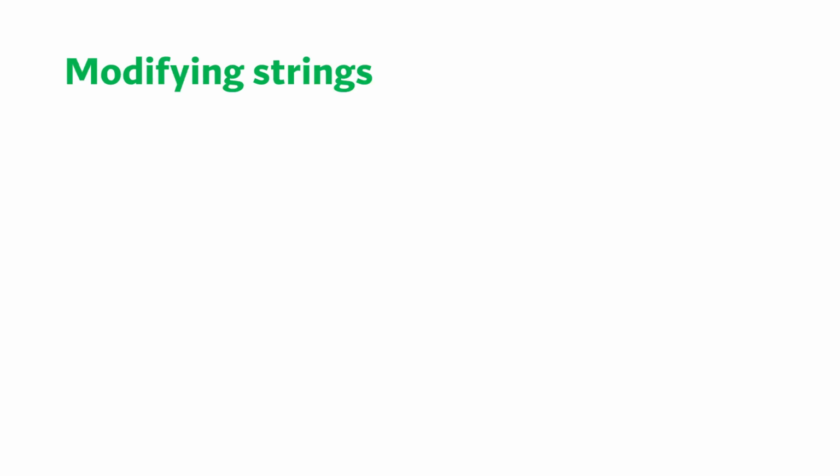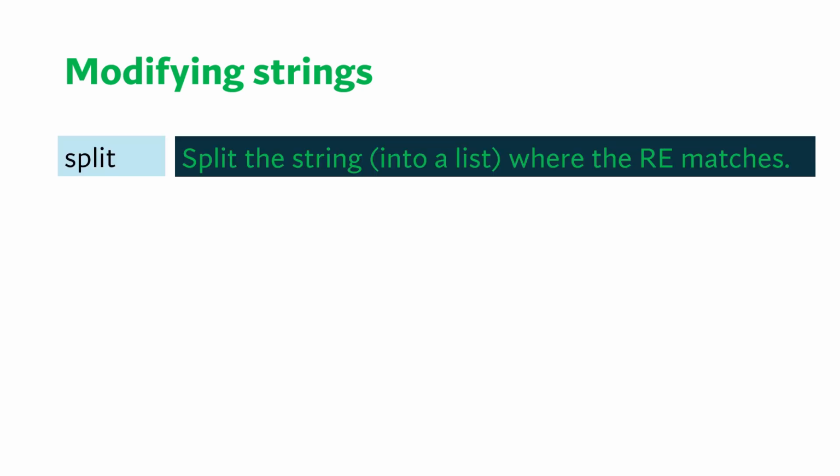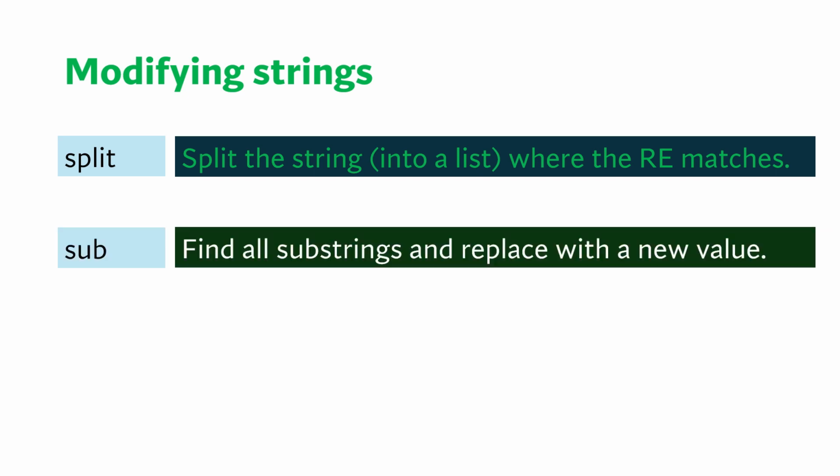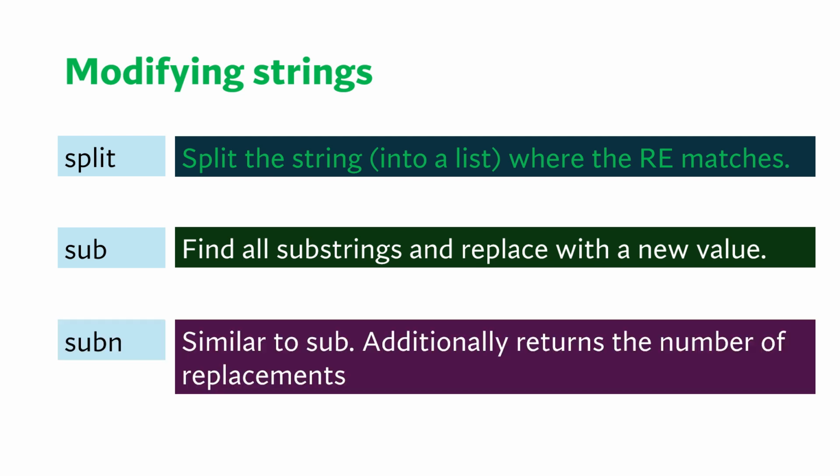Regular expressions are also commonly used to modify strings in various ways using the following pattern methods. We can use the split method to split the string where the regular expression matches, and the output can be returned as a list. Sub finds all substrings and replaces them with a new value. Subn is very similar to sub. It also returns the number of replacements.